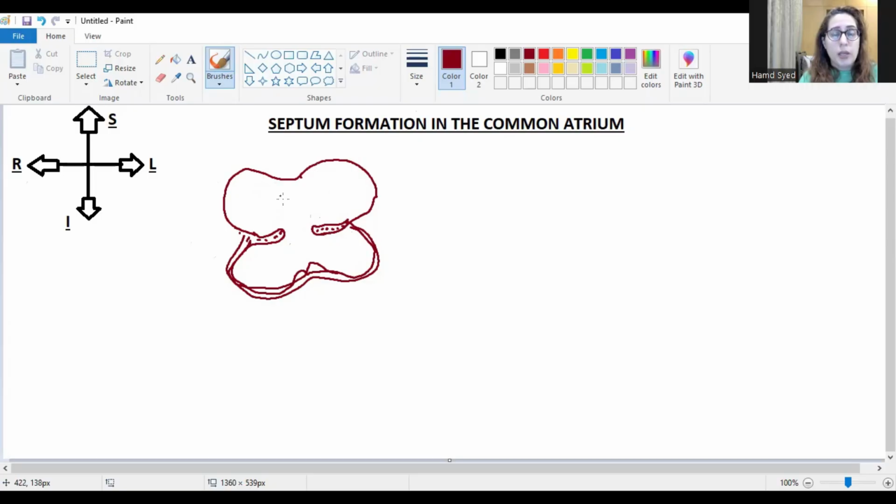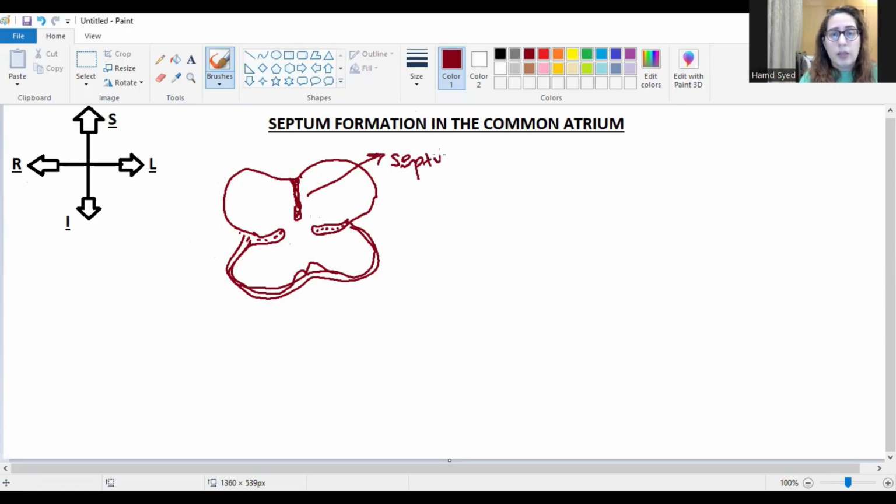Now, in this common atrium, what is going to happen in the end of the fourth week is that a crescent-shaped fold is going to appear from the roof of the common atrium, and it is going to grow in a downward direction towards these endocardial cushions, that is towards the common atrioventricular canal. But it does not reach it entirely, and a space remains between this septum and the endocardial cushions. Now, this septum is known as the septum primum.